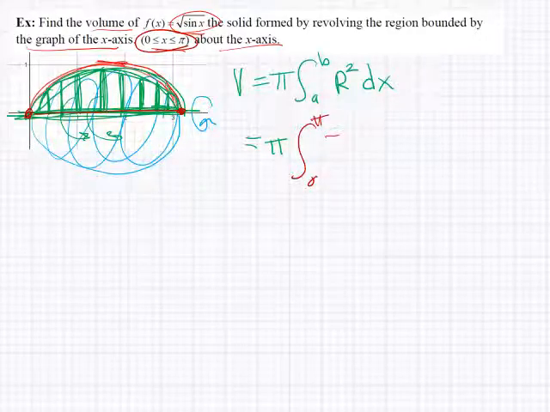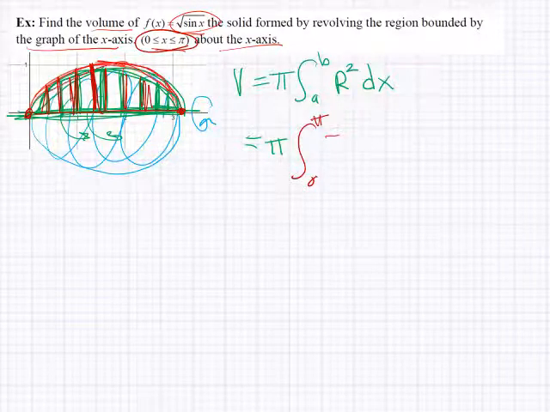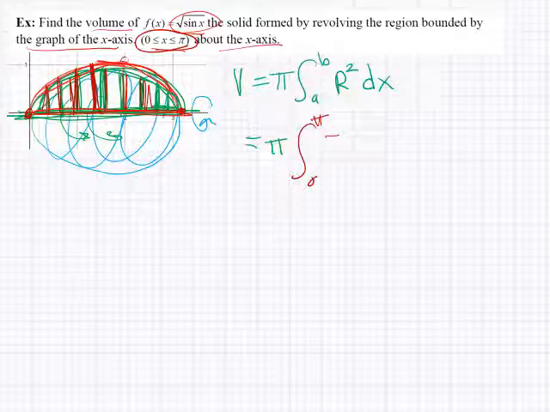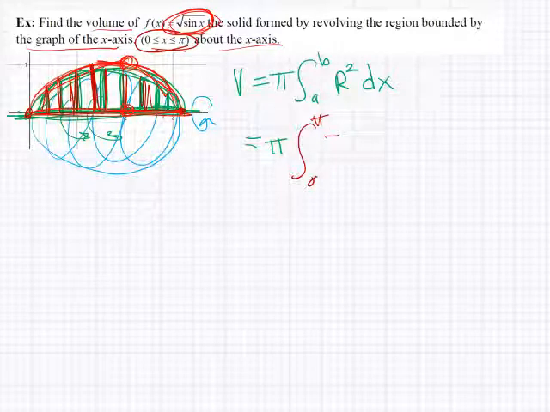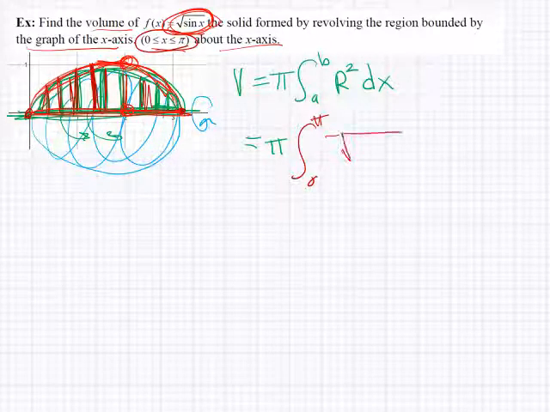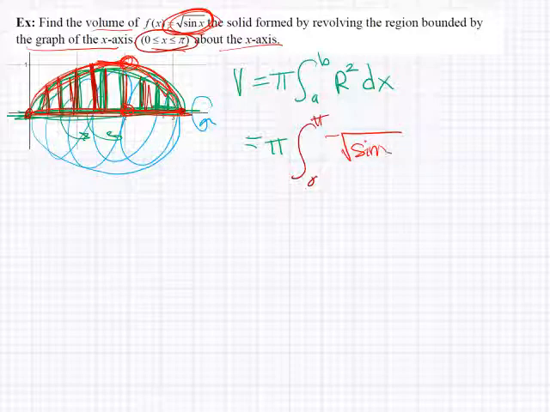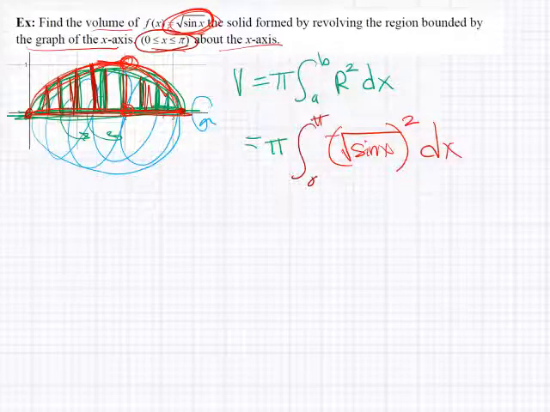R is the height of the rectangles. And the height of the rectangles is changing depending on where I am, but it's always between this curve and the x-axis. So if I did top minus bottom, the function is the top and the bottom is the x-axis, which is 0. So I would just get the square root of sine x. But remember, you have to take r and square it. And that's going to be nice for this one because it gets rid of that square root.